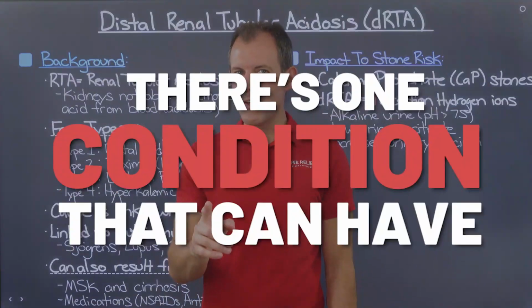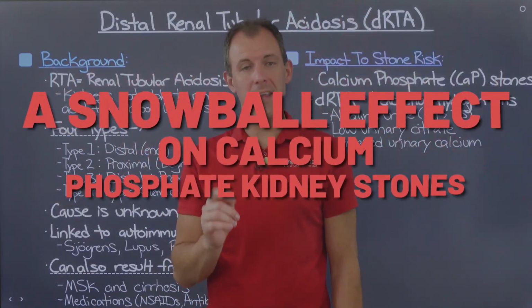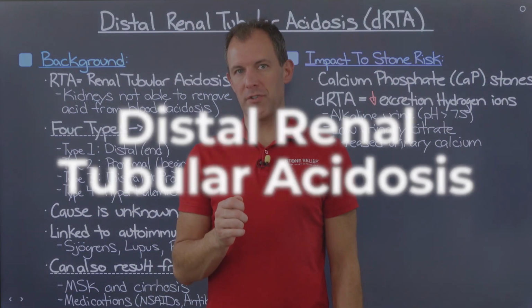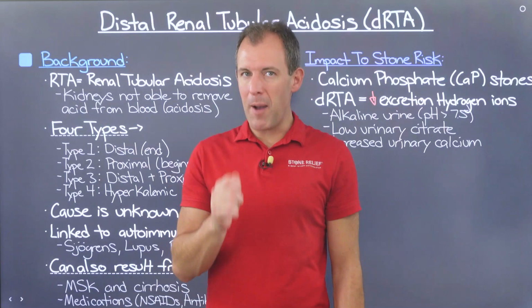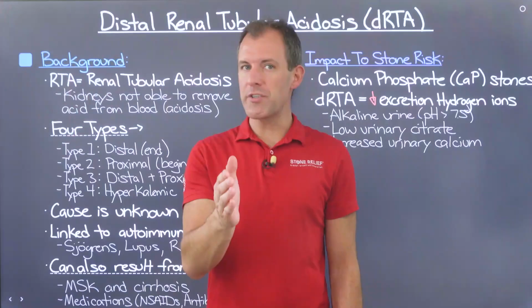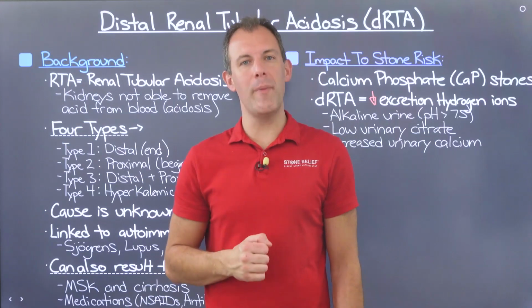Did you know that there's one condition that can have a snowball effect on calcium phosphate kidney stones? It's called distal renal tubular acidosis, or dRTA, and it can pop up for several different reasons and cause recurrent kidney stones. If you're curious to learn more about this condition and what you can do to manage it, stick around for this video.